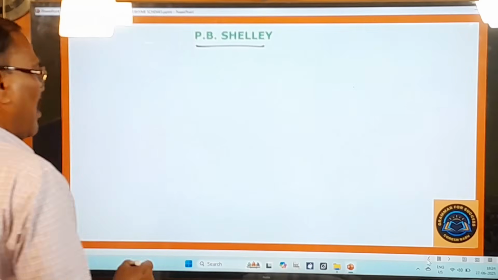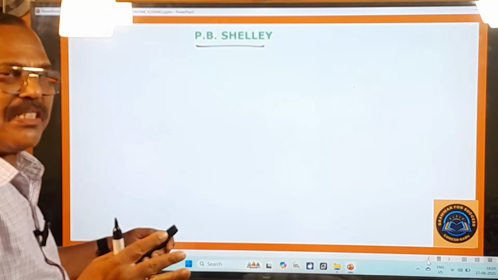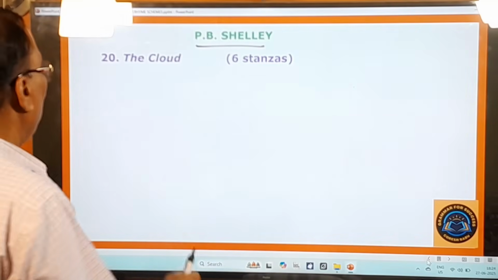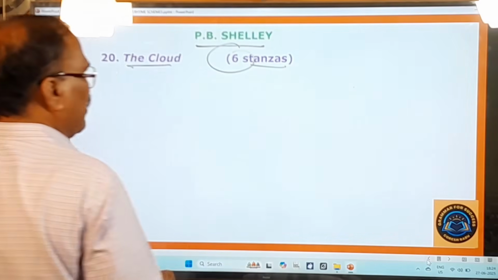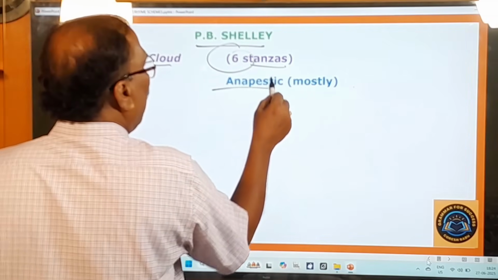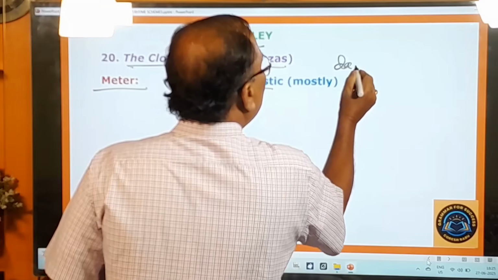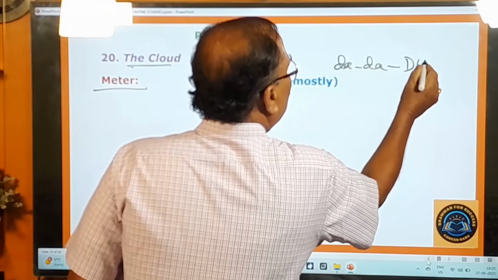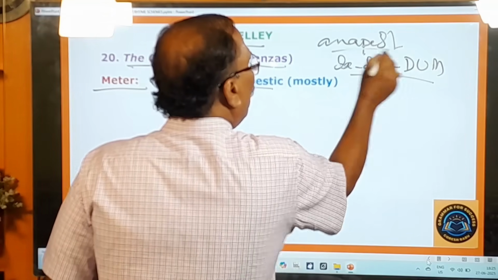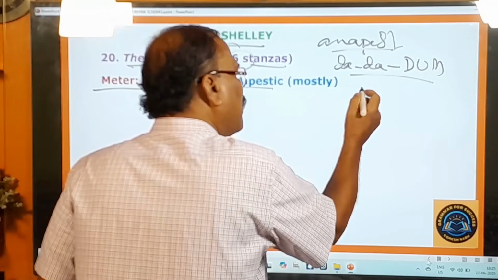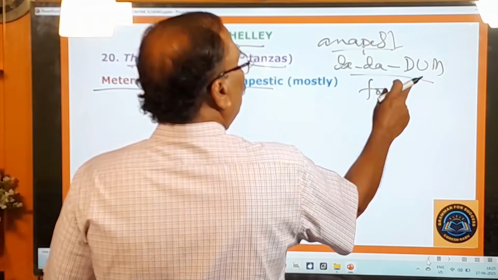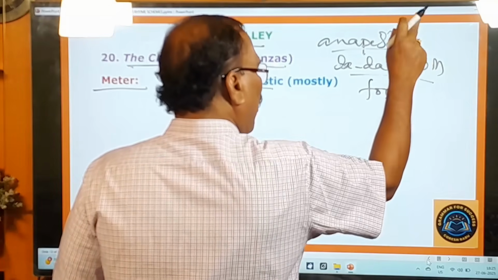P.B. Shelley's poem is also prescribed for study. That is our famous The Cloud. It's a very important poem, and 1 or 2 questions may be given from this poem. In The Cloud, there are as many as 6 stanzas. What meter is followed in this poem? Anapestic. Anapestic means 2 unstressed syllables followed by 1 stressed syllable. This is called an anapest. Since it is an anapest foot, that is called anapestic meter. Anapest means da da dhum.